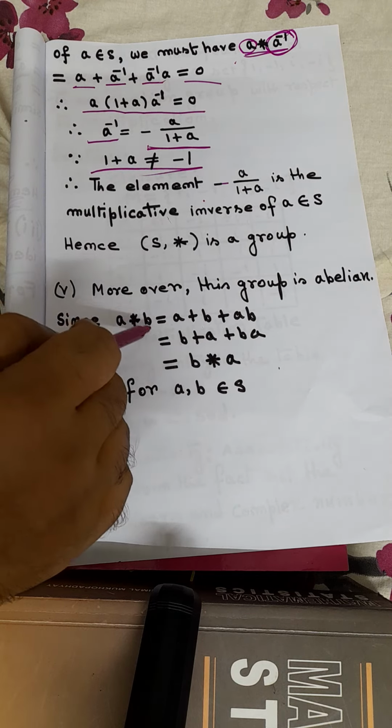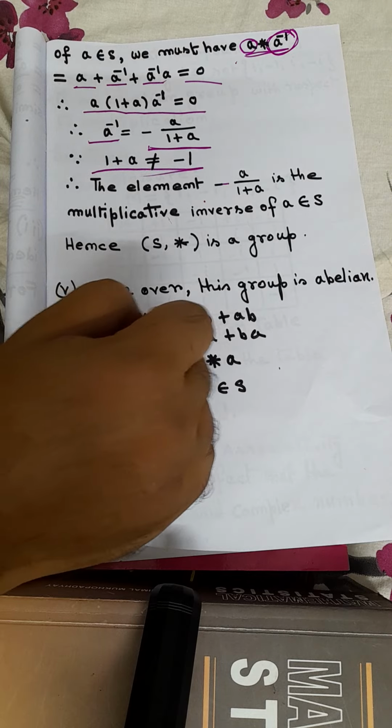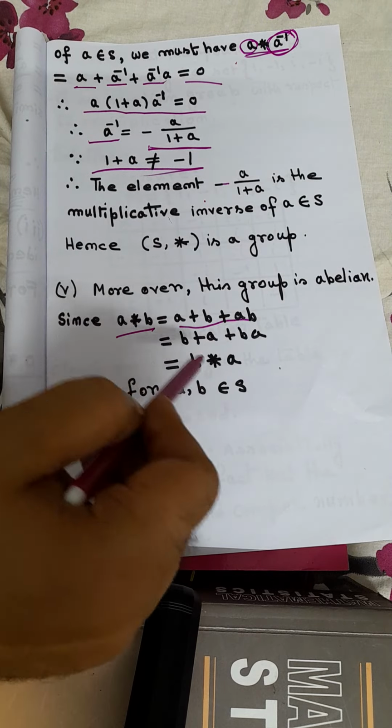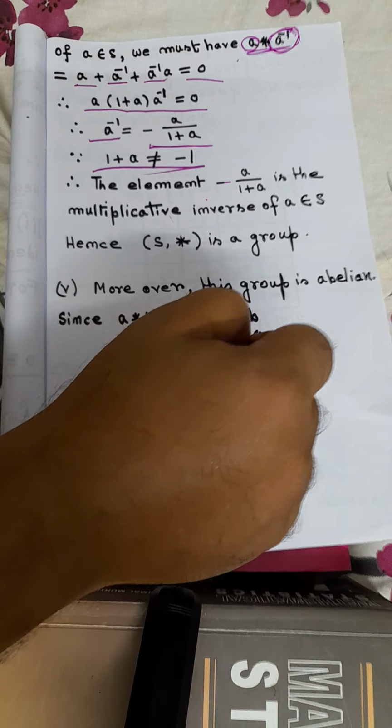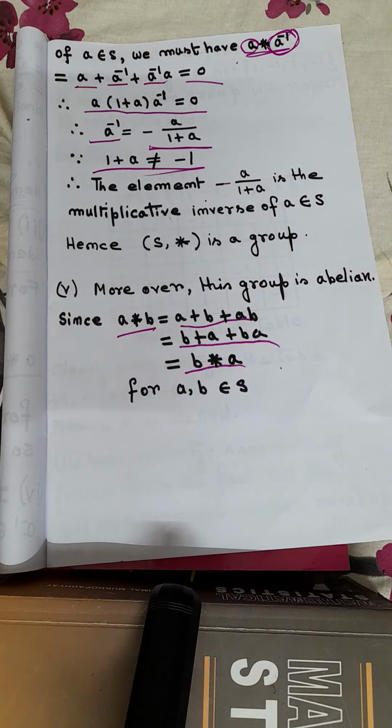Why? Because A binary operation B equal to what? A plus B plus AB, that is equal to B plus A plus BA, and that is equal to B binary operation A. So we can say that this also forms an abelian group. So the binary operation A binary operation B equal to A plus B plus AB over the set of real numbers excluding minus one not only forms a group but also forms an abelian group.